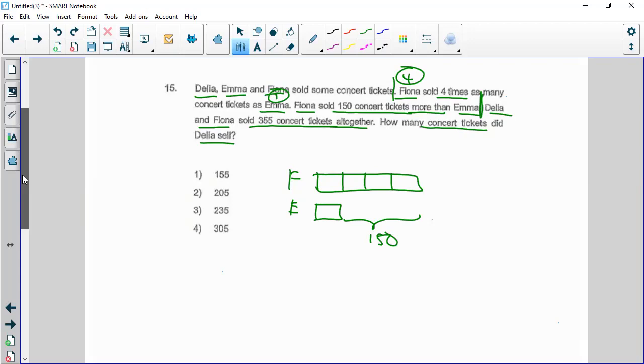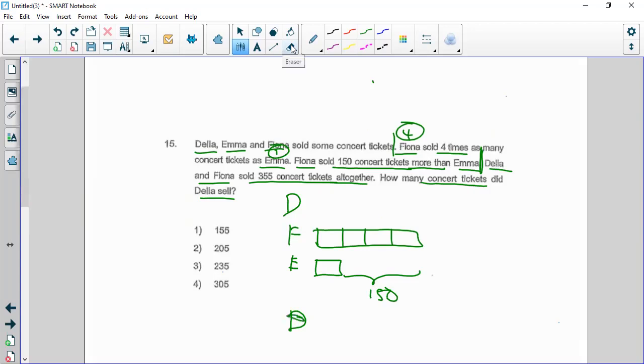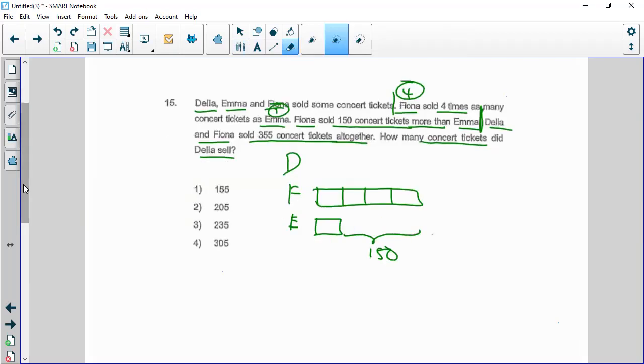And then Della and Fiona. So Della, where do you want to put Della? You want to put here or you want to put here? Now, it's better to put beside the person that you're comparing, right? It's better to put beside Fiona. So I'll put Della on top, because it's nearer to Fiona. So Della and Fiona sold 355 tickets altogether.